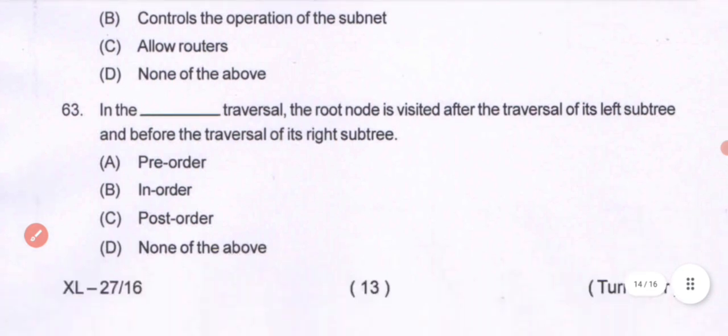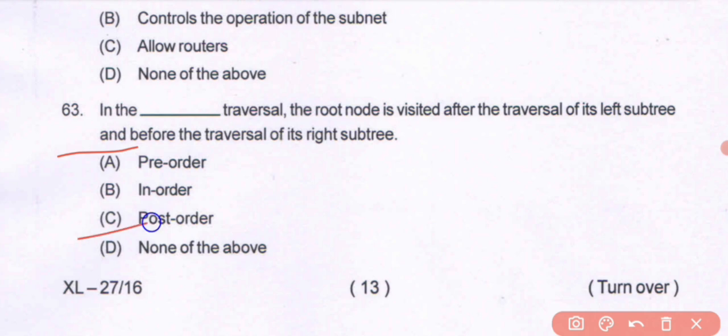Question number 63. In the dash traversal, the root node is visited after the traversal of its left subtree and before the traversal of its right subtree. Option C, post order.